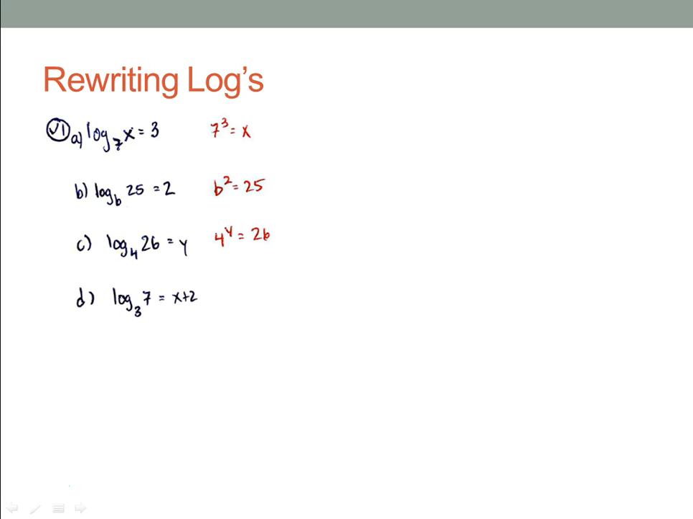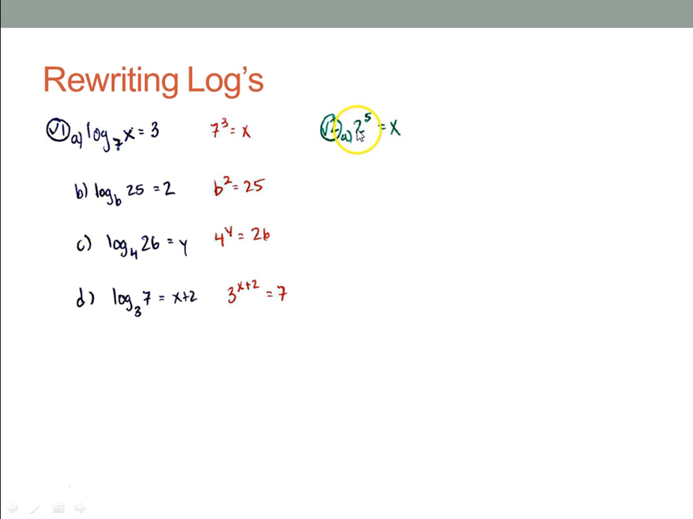And now we have what is really scary looking. The 3 log of 7 is equal to x plus 2. Don't get weirded out, ladies and gentlemen. This is just 3 to the x plus 2 as an exponent is equal to 7. All right, so that was going from logs to exponents. So let's take a look at exponents to logs.